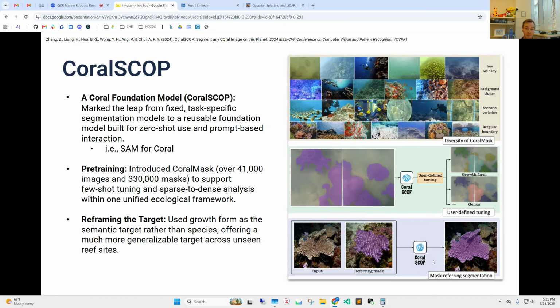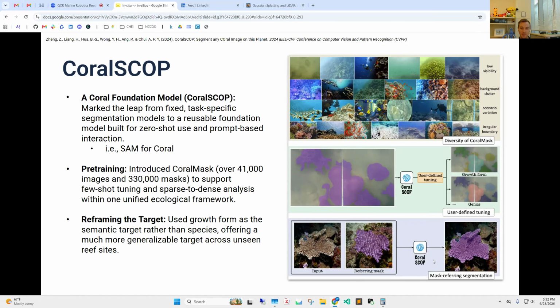If you're familiar with SAM, Segment Anything Model, released by Meta in 2023, it was a game changer for a lot of people who do computer vision. This is basically SAM, but for coral. Additionally, a major thing that they released as part of their publication was a dataset called CoralMasks. It contains about 40,000 images that were scraped from the internet, and they created about 330,000 dense masks for this model to be fine-tuned on, as well as for other folks to use.